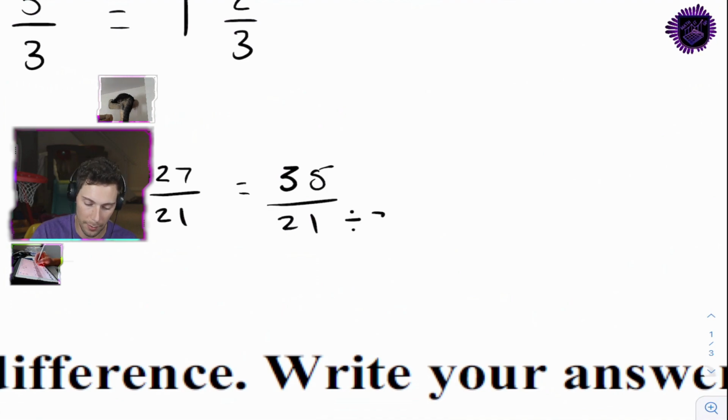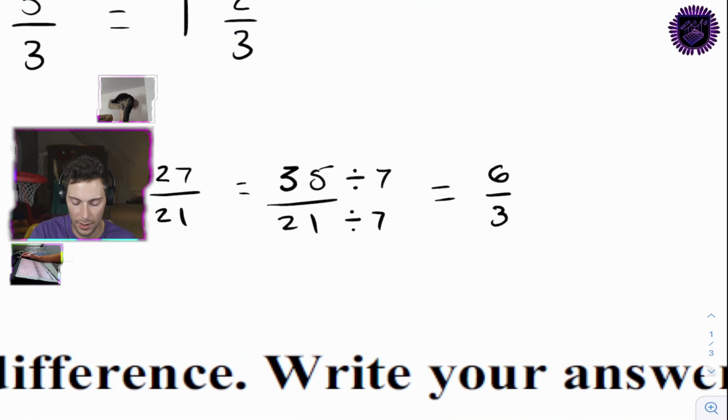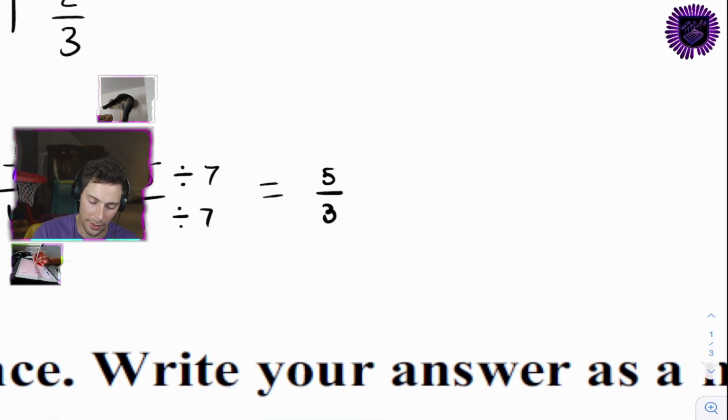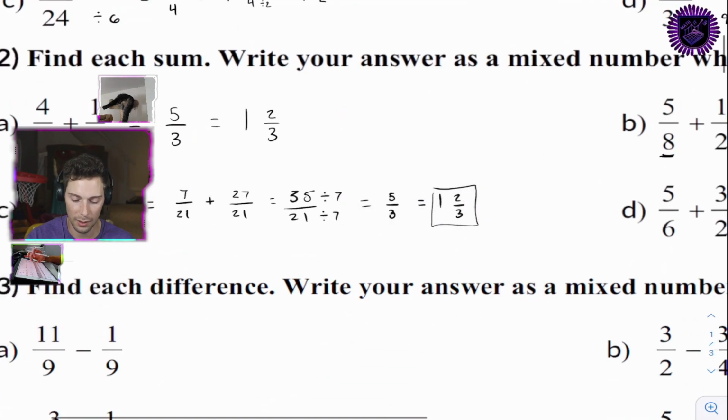Both of these have a common factor of 7, so it's going to equal 6 over 3. That's not right. Sorry. 5 over 3. And that will be equal to 1 2/3. That will be our answer. 1 2/3.